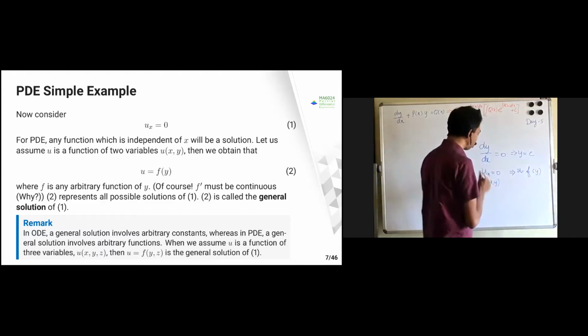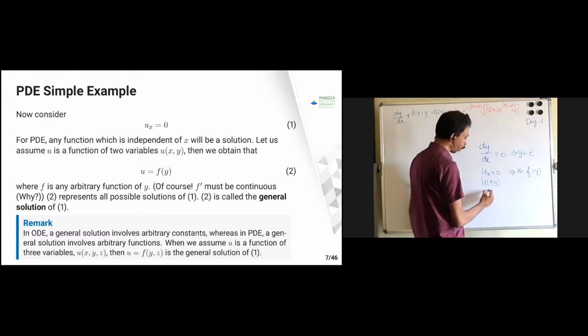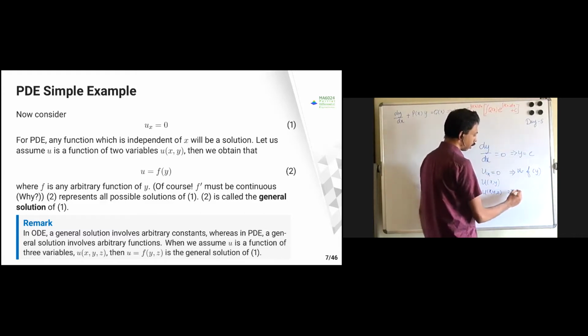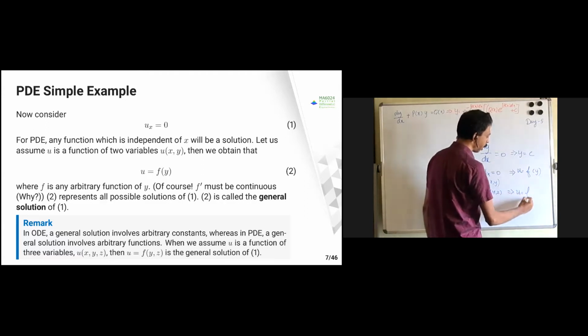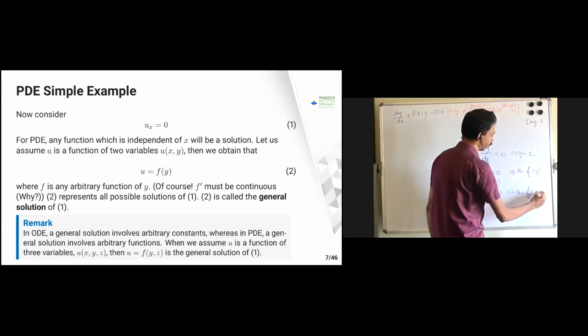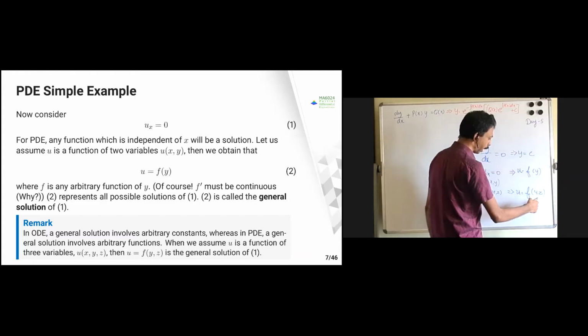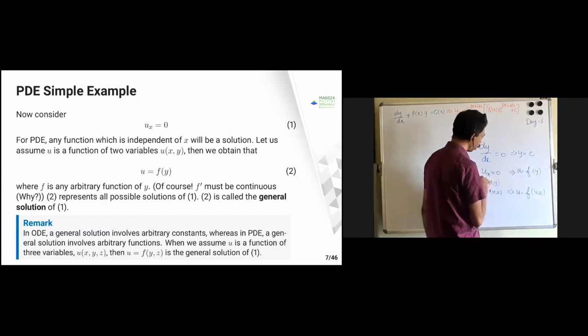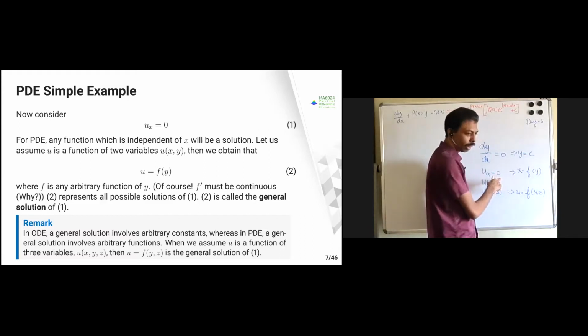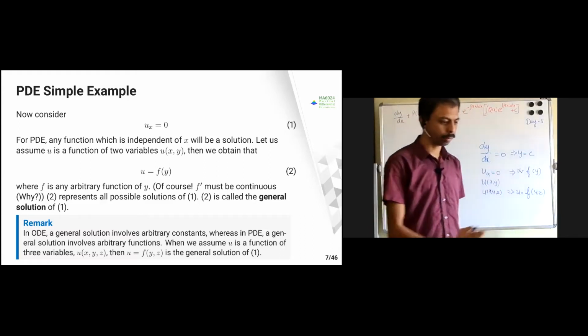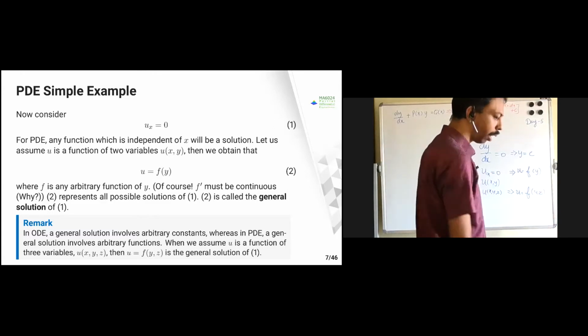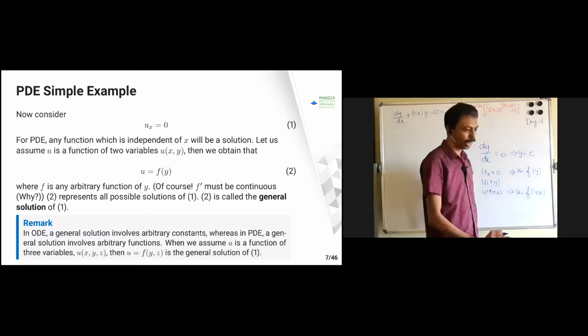Suppose u is a function of x comma y comma z. What will happen? This is going to become u equal to f of y comma z. So you differentiate this again, u with respect to x. There is no x variable involved here, so you're going to get ux equal to 0. So this is the idea of this method. Now what we have is u equal to f of y.